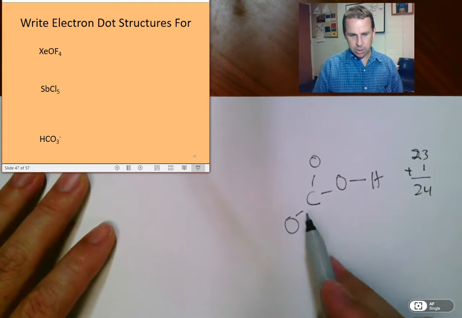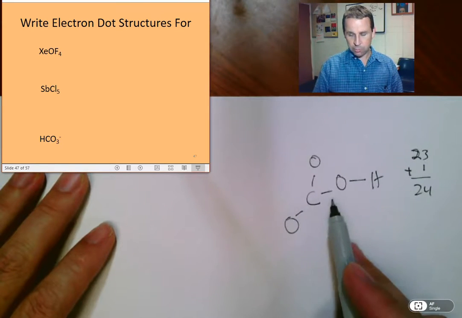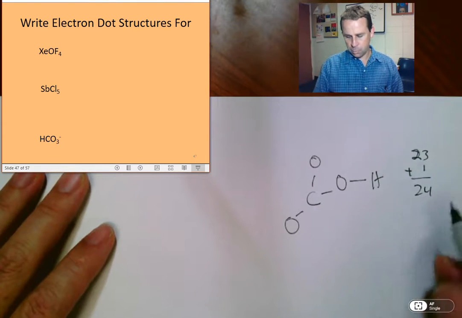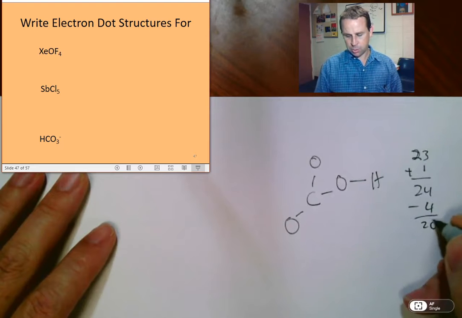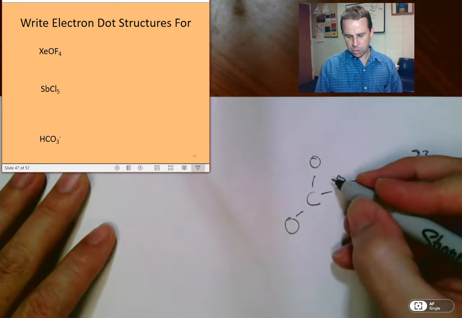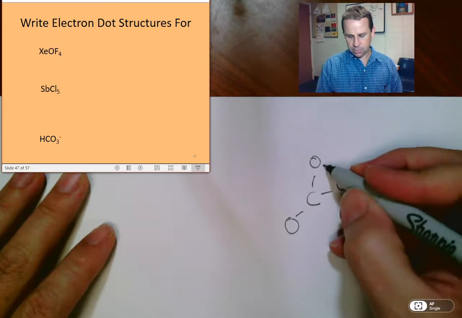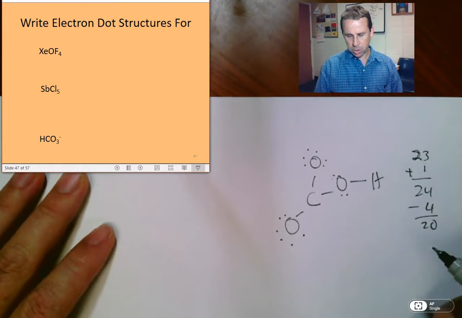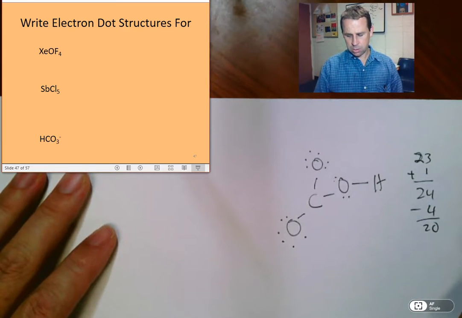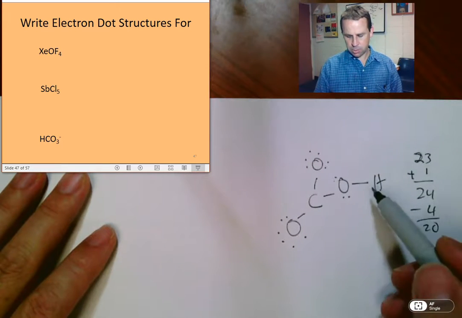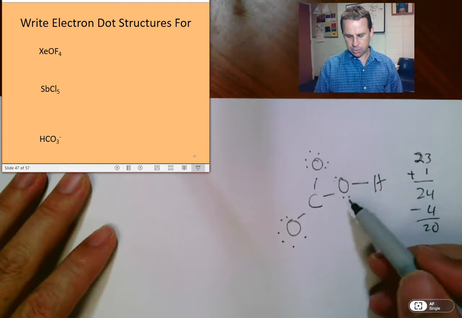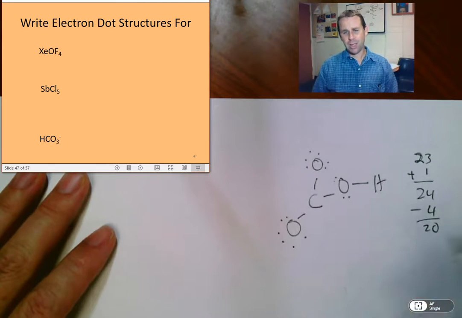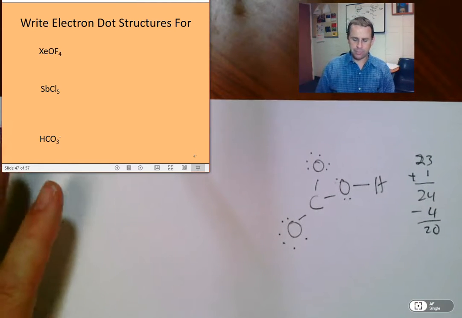We have already written on this compound 4 electrons, all right? And we have, therefore, 20 more to distribute. And I'll begin to distribute them here. 1, 2, 3, 4, 5, 6, 7, 8, 9, 10, 11, 12, 13, 14, 15, 16. Wait, 24. Did I miss some? 1, 2, 3, 4, 5, 6, 7, 8, 9, 10, 11, 12, 13, 14, 15, 16, 17, 18, 19, 20, 22, 24. Yeah, that's it. I have all 24 on there now.